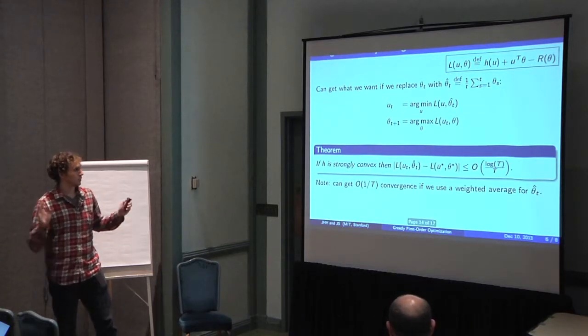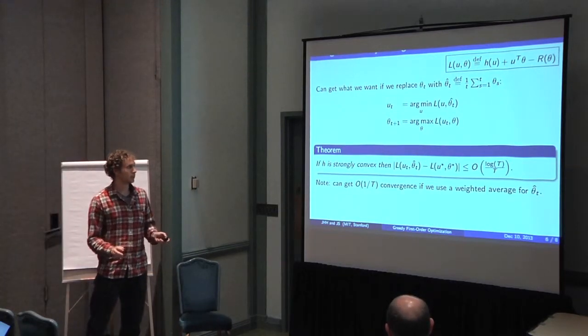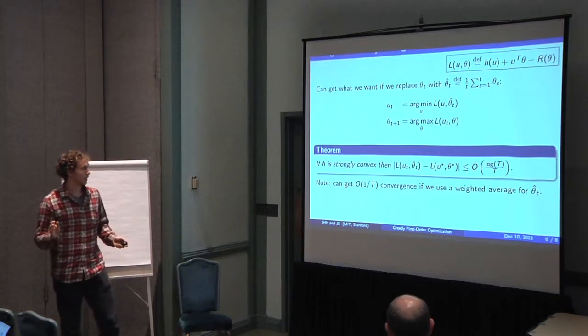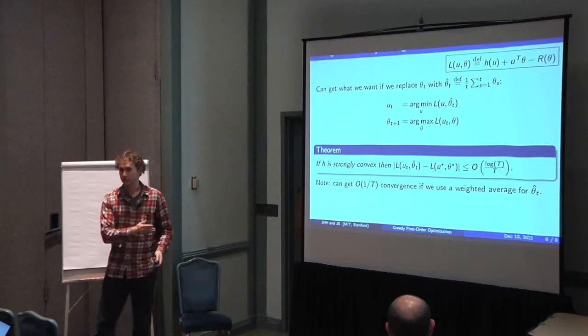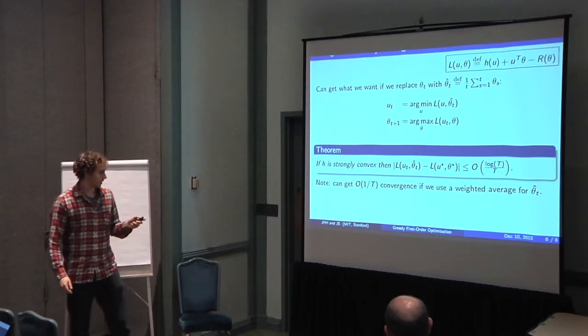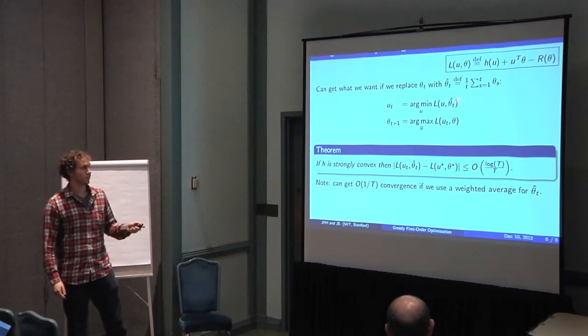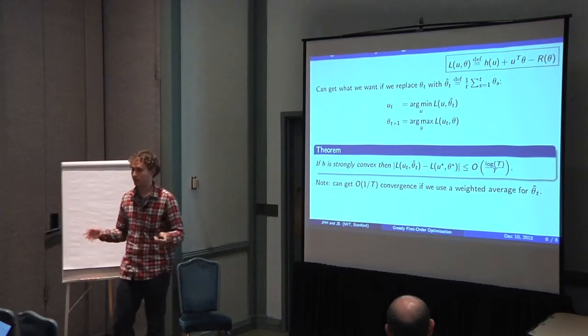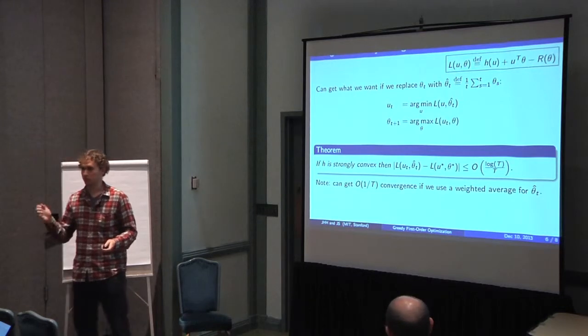And there's basically an analogous algorithm where instead of R being strongly convex, if H is strongly convex, we're also fine. The only difference is we average over theta instead of U. So we have two algorithms, and they both have primal dual convergence.